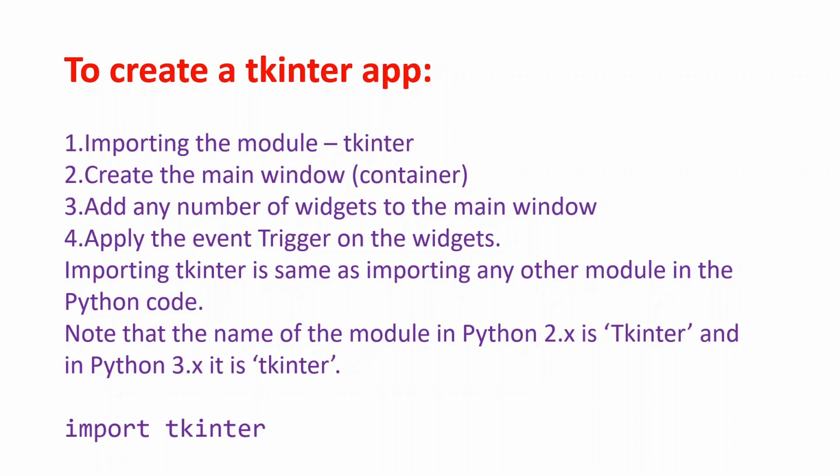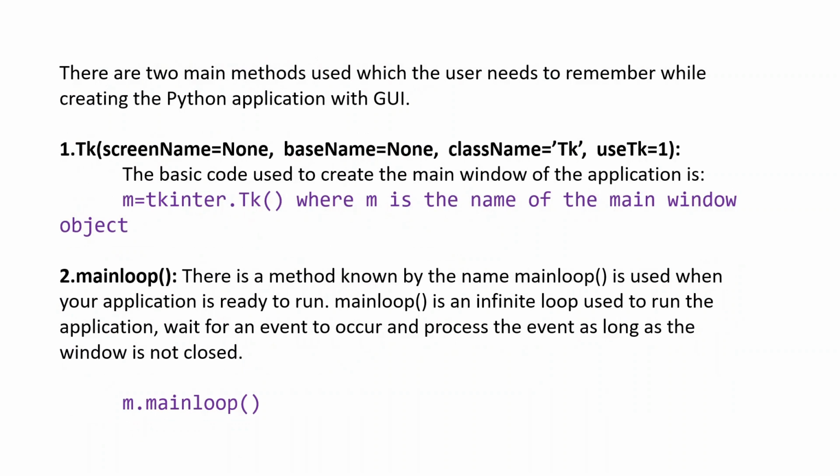So we will directly see here how to use the Tkinter module. There are two main functions we are going to use in our program for the implementation of this GUI. First is Tk, the function which will be accessed from this Tkinter module. It will be accessed like this, m = tkinter.Tk(), where m is the name of the main window object. So this is your main window object where we can create our GUI.